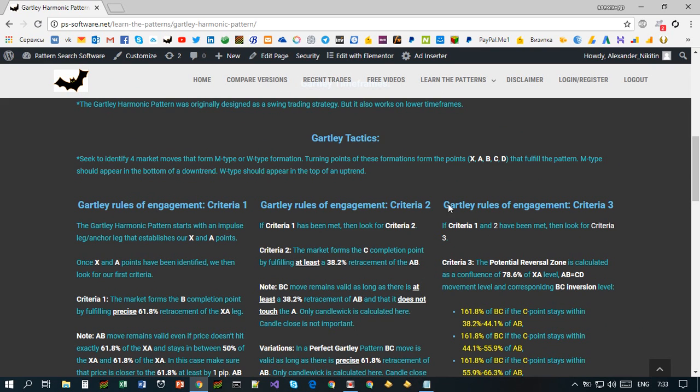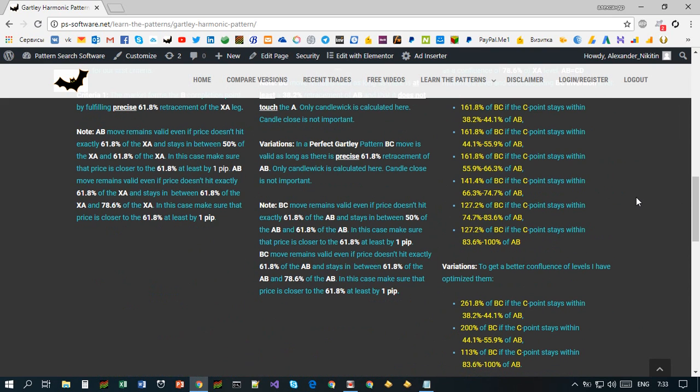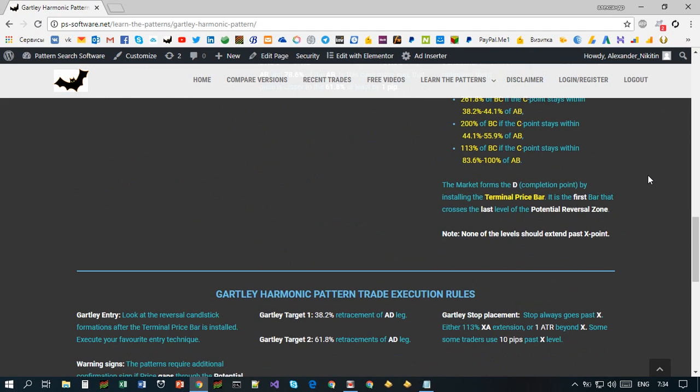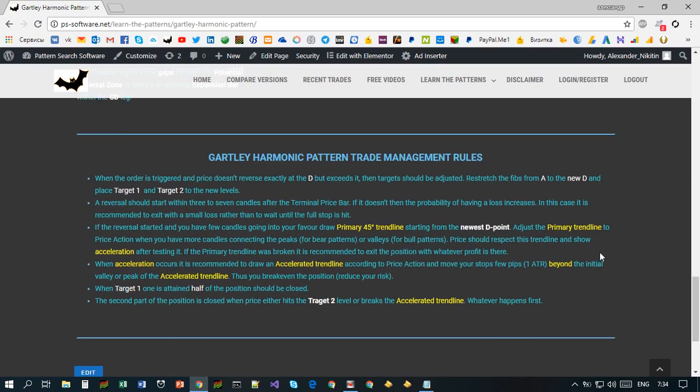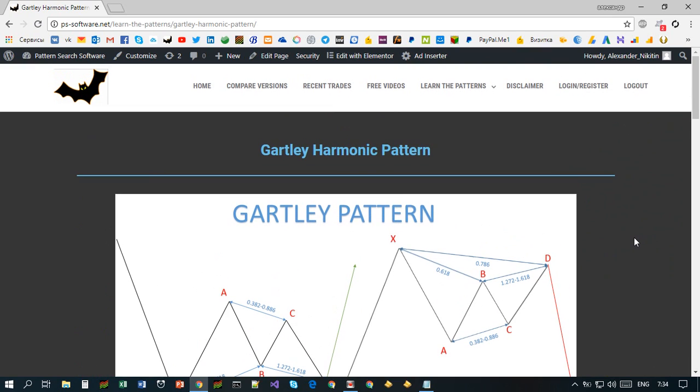You can also use this criteria as a guide to check your patterns. Simply read this, switch to your chart to measure something, and read one more, switch to your chart, measure something, look and repeat. Then there are the harmonic pattern trade execution rules, and trade management rules. Of course, this all should be at least read, this all should be at least understood how it works, but better if you learn it all by heart and you know exactly what you should look at.